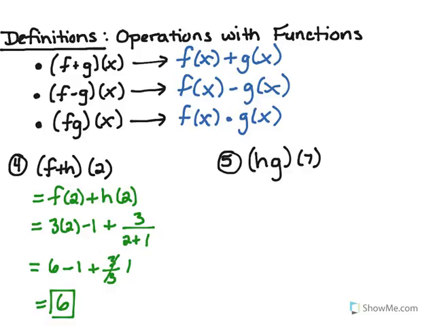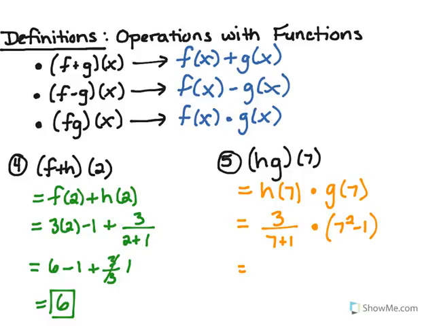Take a look at number 5. hg of 7. Well, for starters, that's a product. So I need to figure out what is h of 7 times g of 7. H of x was 3 over x plus 1. So now I'm going to have 3 over 7 plus 1. And I'm going to multiply that by g of 7. G of x was x squared minus 1. So we're going to put that in parentheses. X squared will be 7 squared, then minus 1.